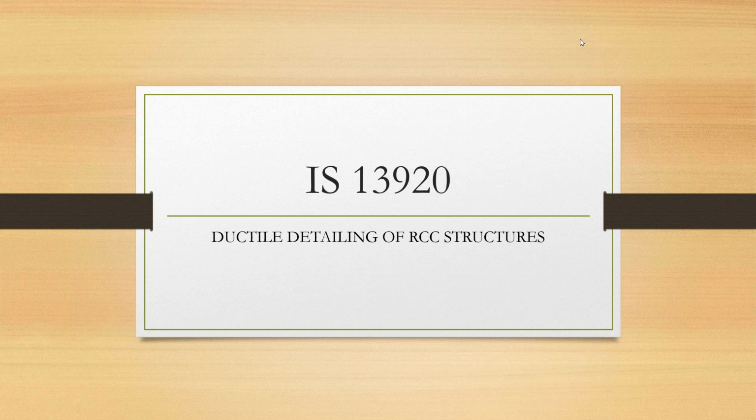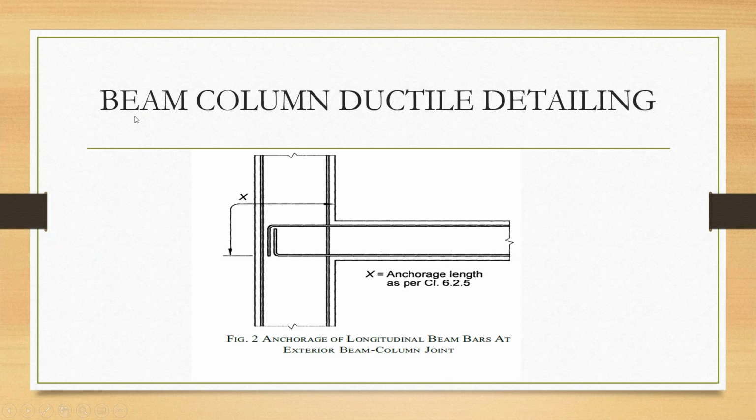Okay, so I'm going to discuss today the code book, that is IS 13920, the ductile detailing of RCC structures. That is the most important point: give any detailing after design. Let's continue. In this code book, we are considering beam-column ductile detailing.